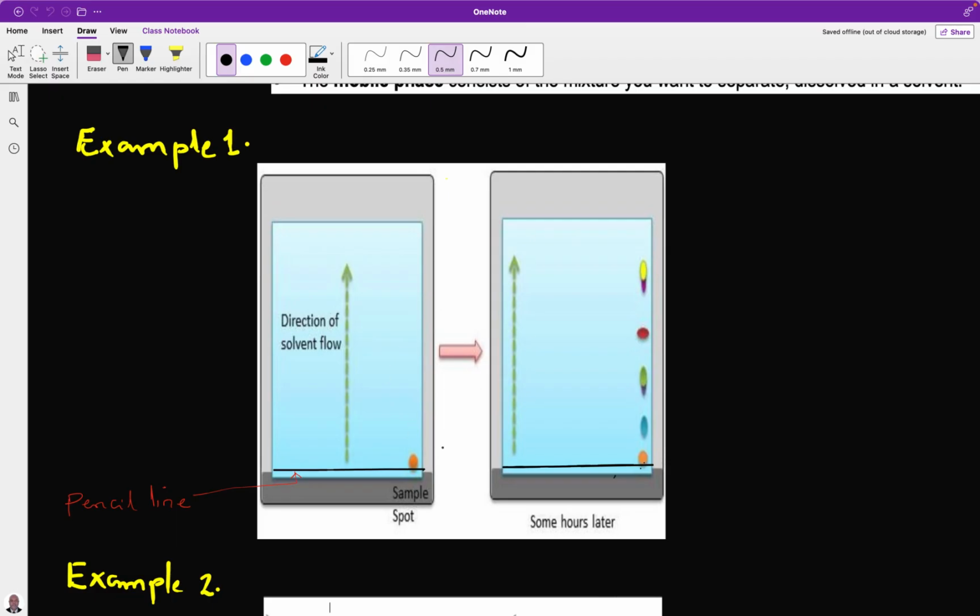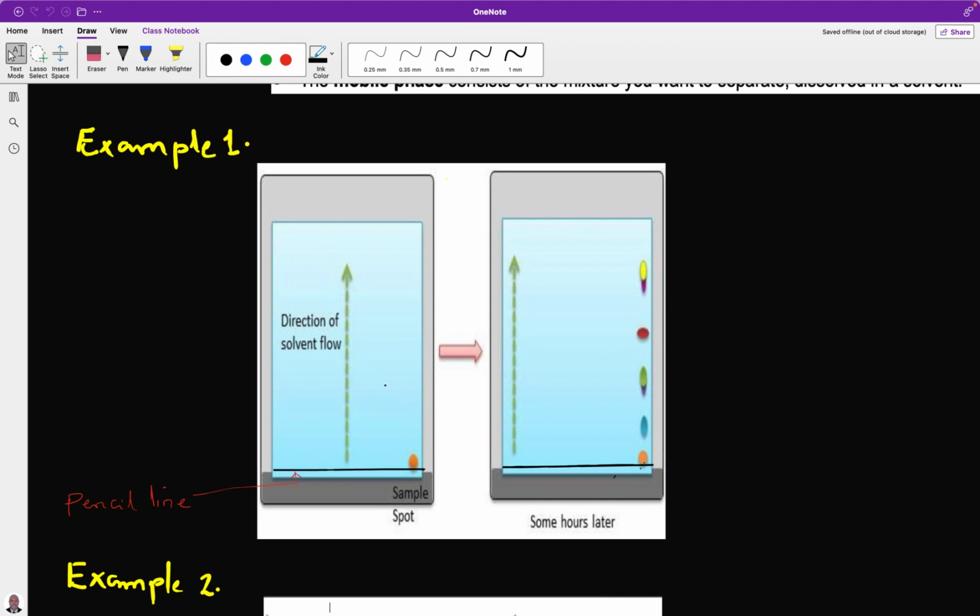Taking, for example, this sample spot here on the line, which is above the solvent. After a period of time, what happens? The solvent will travel up the paper. This is the direction of the flow of the solvent. It will travel up the paper.